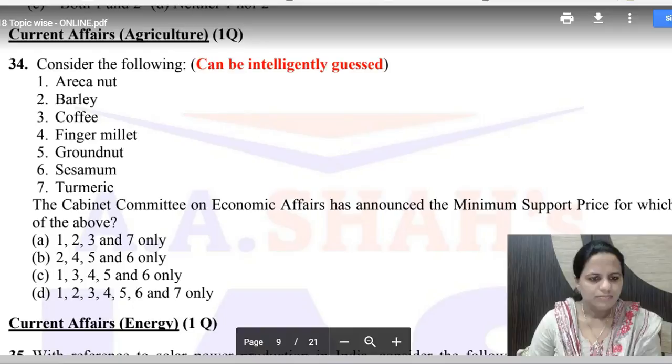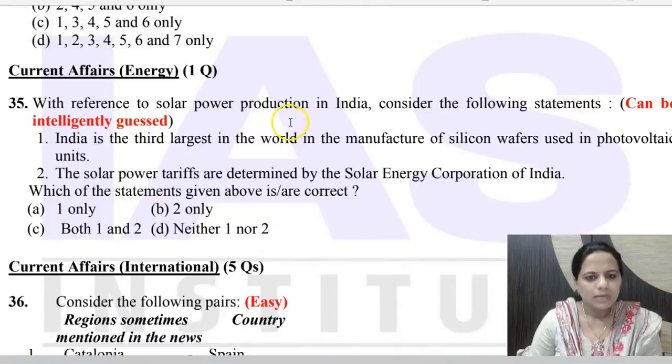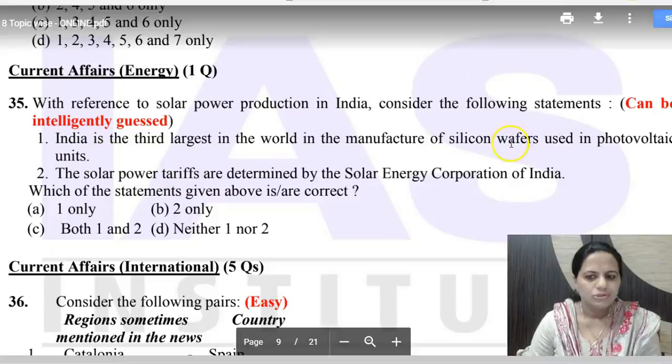34, B. Then next is, with reference to solar power production in India, consider the following statements. India is the third largest in the world in the manufacture of silicon wafers used in photovoltaic units. Again, here you should know, actually we are importing photovoltaic cells as such. So when we are importing PVCs, how can we be one of the largest manufacturers? So one statement is incorrect.